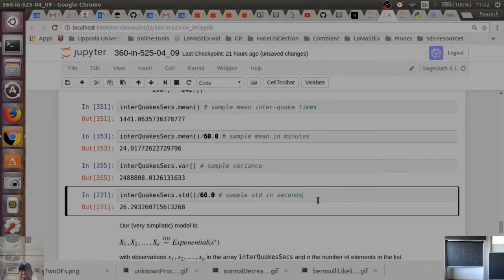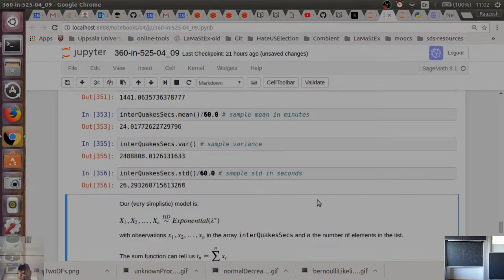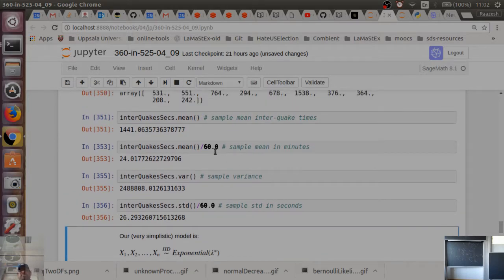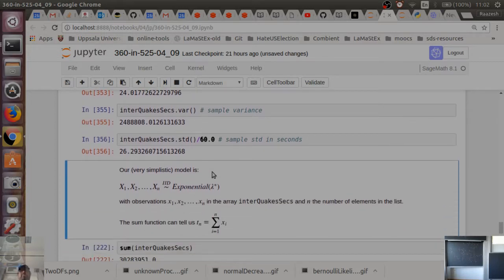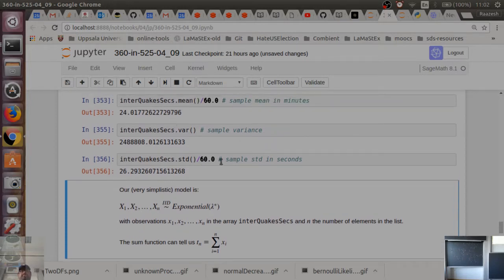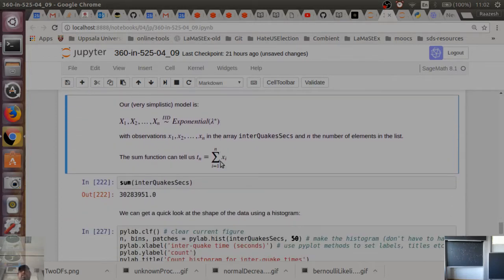So that's the variance and the standard deviation, and then we can do it in seconds, right? We just divide by 60 to get it in minutes. So it's about every 24 minutes there's an earthquake on average. The standard deviation is about the same as the mean, in minutes.